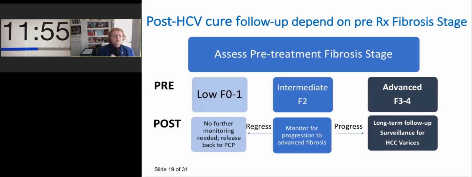So you need to assess what the patient has before you start treatment so you know how to follow them after treatment. If they have low or no fibrosis, they don't need monitoring. If they have advanced cirrhosis or advanced liver disease, they need long-term follow-up and surveillance for HCC and varices. And if they're intermediate, they need to be monitored for progression to advanced fibrosis.